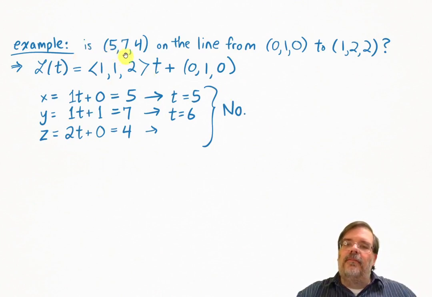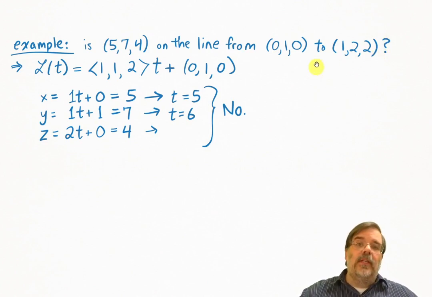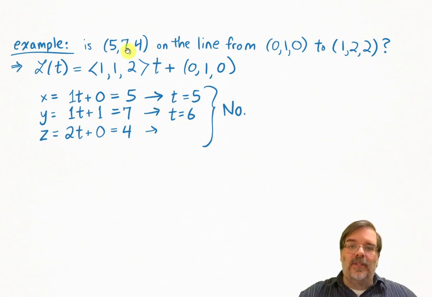Is the point 5, 7, 4 on the line from the point 0, 1, 0 to the point 1, 2, 2? Now in this case, you're not given an equation of a line, so we have to figure that out first before we go forth and determine if the point's on the line. The equation of the line from this point to this point is a nice review of what we did before. We could figure out the slope vector by subtracting the first point from the second point.